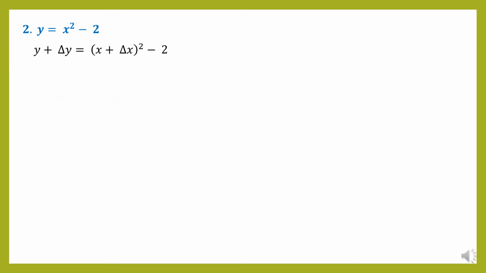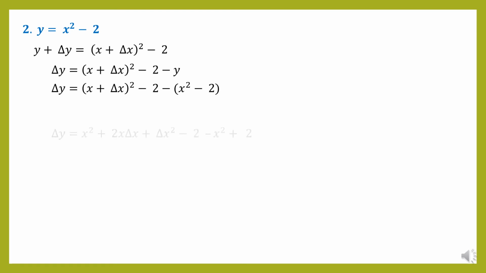Then transpose y to the right side of the equation, and now it becomes negative. And substitute the value of y, therefore we have now the increment of y, which is equal to the quantity x plus increment of x squared minus 2 minus the value of y, which is equal to x squared minus 2. And the next is we're going to expand the given equation.